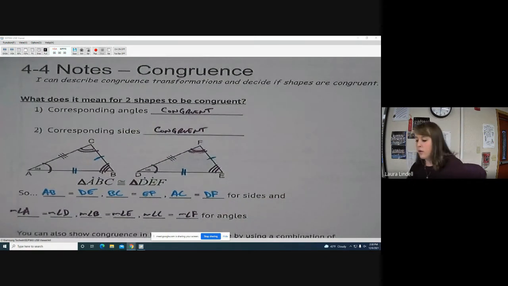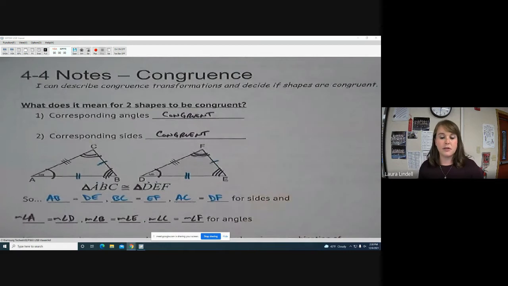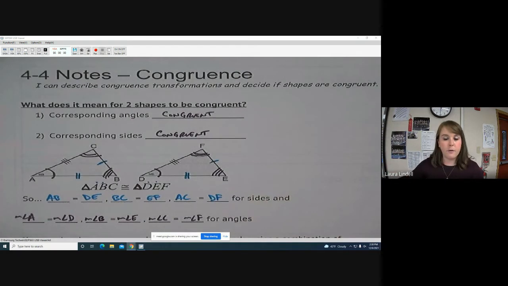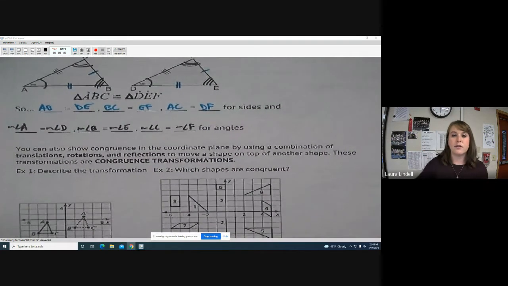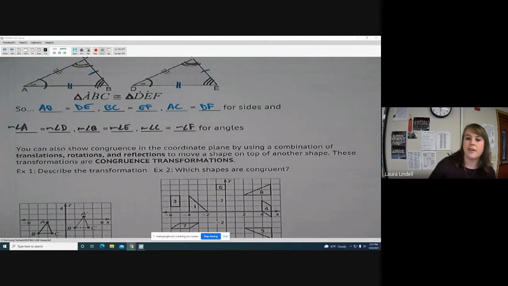This is one way that you can show two shapes are congruent. Another way to show it, which we'll get back to a little bit more in chapter 5 when we talk about triangles a little more intensively. The way that we're going to focus on today is down here. You can also show congruence in the coordinate plane by using a combination of translations, rotations, reflections, that sort of thing, to move one shape on top of another shape. If you move it on top and it overlaps perfectly, then that tells you that the two shapes are congruent.